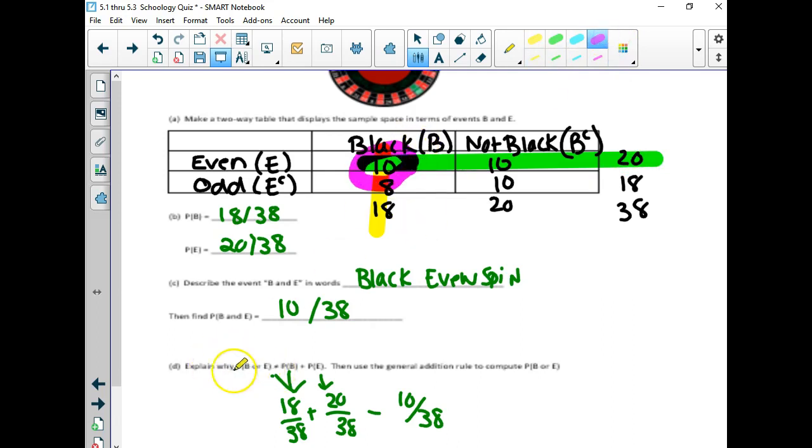That's the addition rule. Whenever you see the word "or," the probability of a black or an even, you can add up the probability of the black plus the probability of the even and then subtract where it happens both at the same time, a black and even. Why? Because we double counted it when we took the row for the even and then again when we took the column for the black.